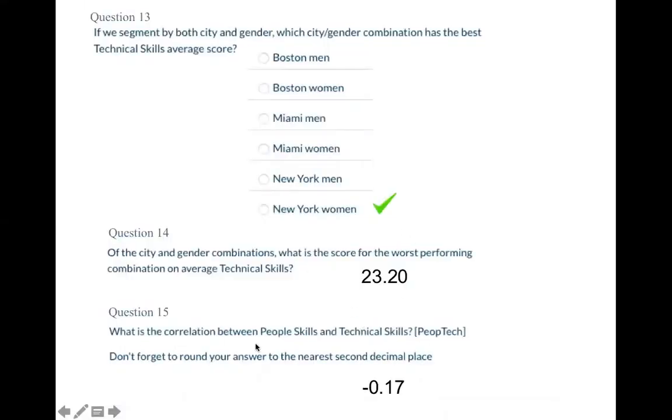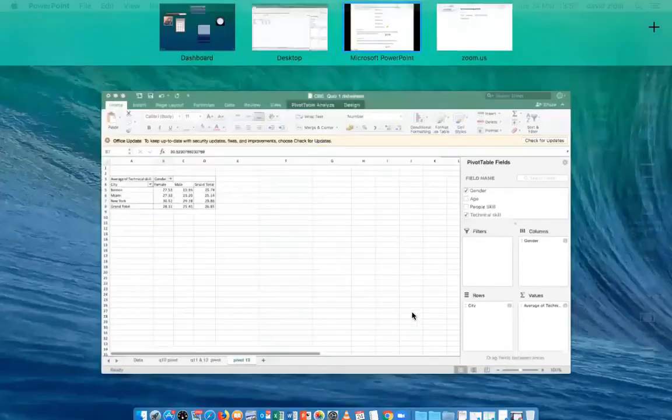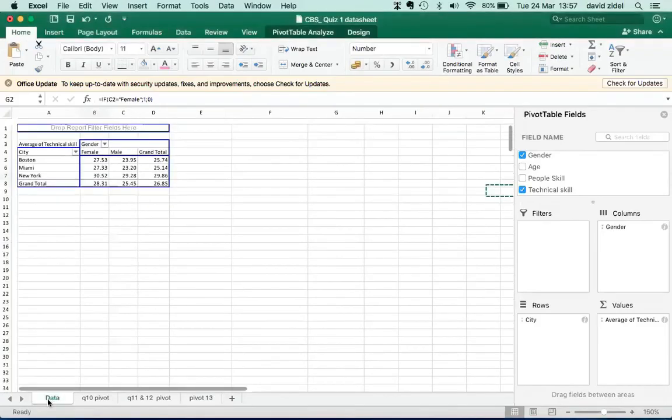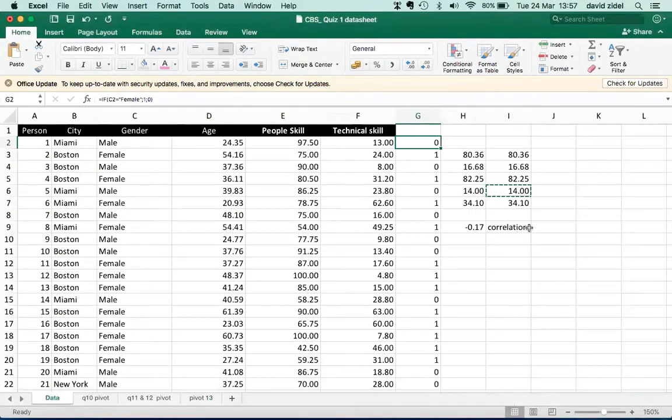Question 15, what is the correlation between people skills and technical skills? Don't forget to round to your nearest, and we can see it's minus 0.17. With correlation, it's actually a lot easier. You take your data and you put in your formula. This would be your correlation, and your formula would be CORREL.